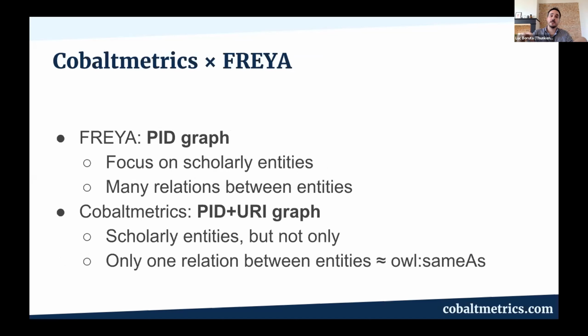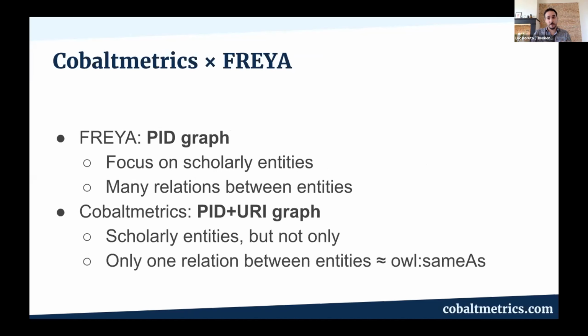And now focusing on Cobaltmetrics and FREYA, the PID graph from FREYA that I assume you've heard about is a graph of mainly scholarly entities, and there are many different relations between these entities, like being the author of or having been published in.